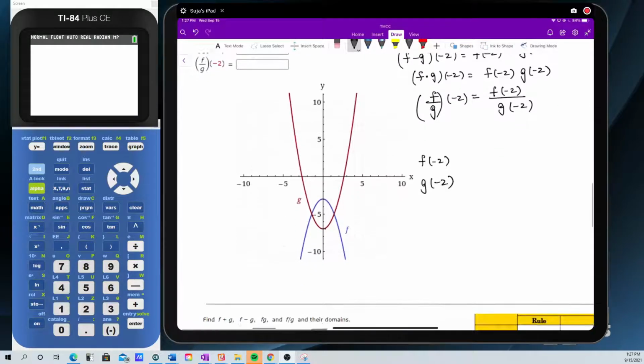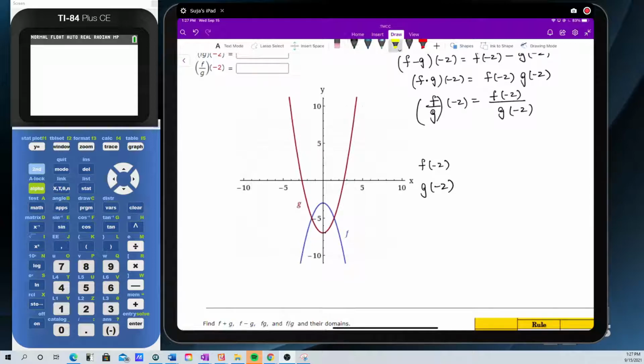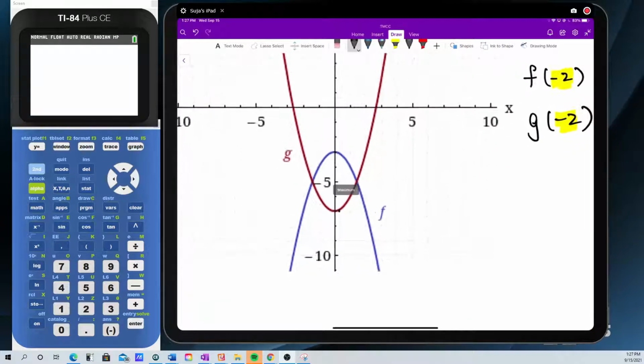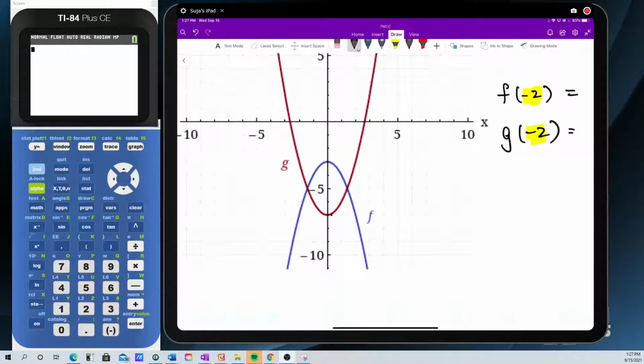I hope you remember this. The meaning here is when x is negative 2, what is the y value in the function f? When x is negative 2, what is the y value in the function g? Let me zoom here. So when x is negative 2, I'm going to go up here. So this is the negative direction, negative 1, negative 2.